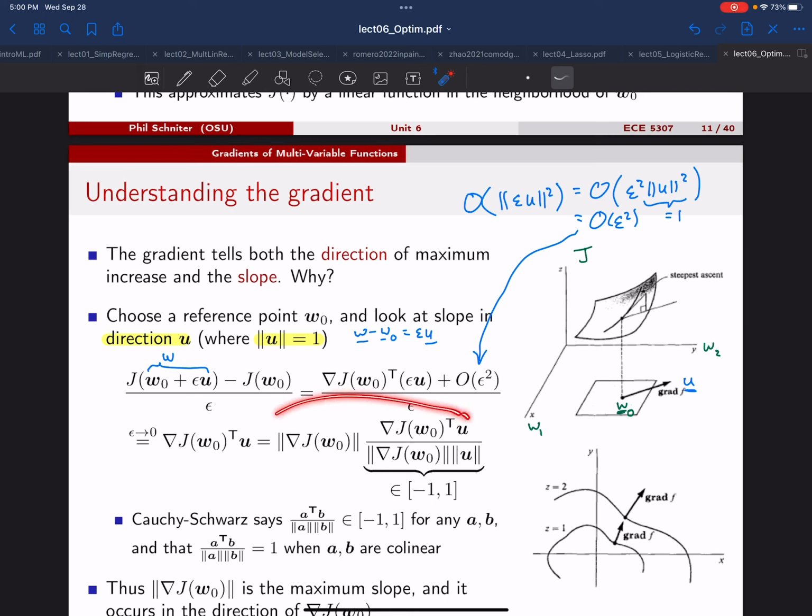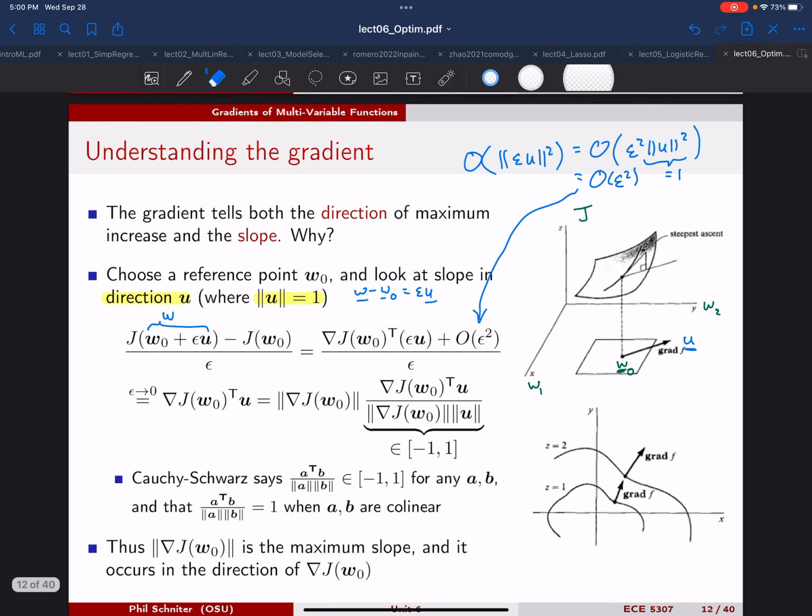So with that analysis, we can see, okay, if I want to maximize my directional derivative, that means I want to set this to 1, which means I want to take u collinear with the gradient. So I want u to be pointing in that direction of the gradient. Okay, so that's how we know that if you want to find the direction that maximizes your slope, it is the gradient. We just proved that. So basically the maximum slope occurs in the direction of the gradient.